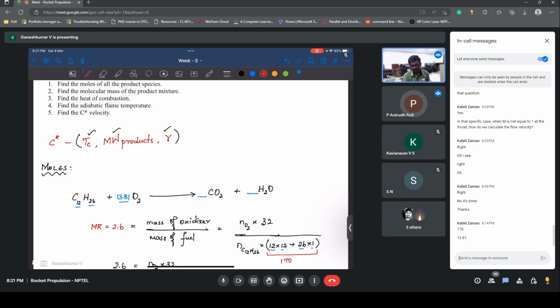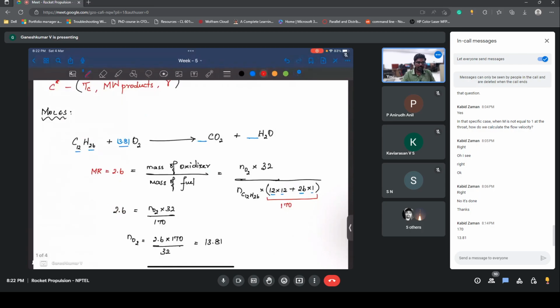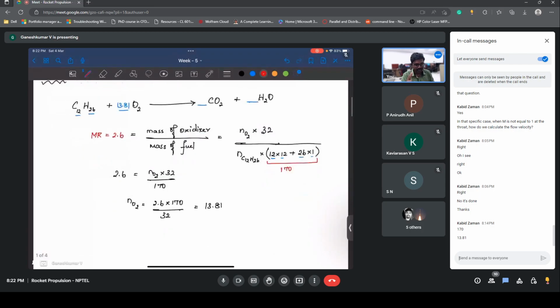It is not fuel compound dependent. It's not dependent on how many moles you are using on the fuel side. But it is going to depend on the mixture ratio. You cannot change the mixture ratio. Mixture ratio is going to be 2.6. It will be clear when you balance this equation, so I will come to this question again. Let's first balance this equation.